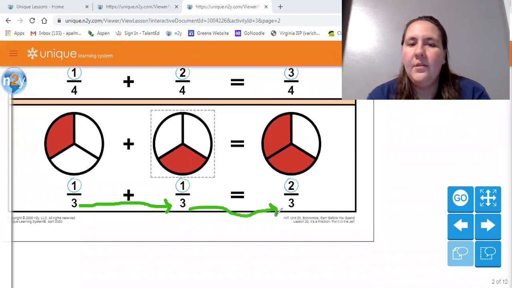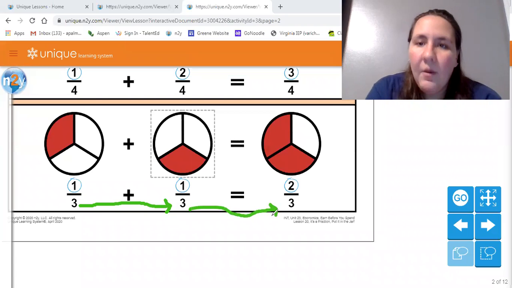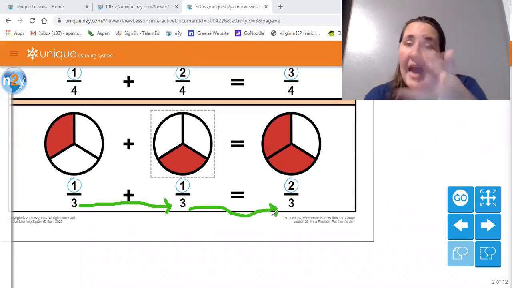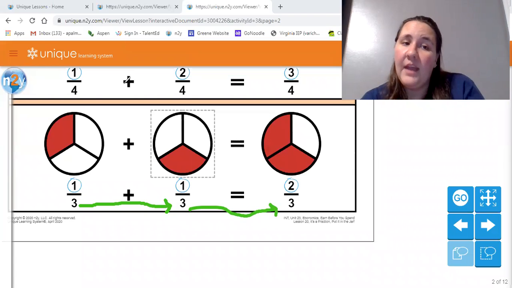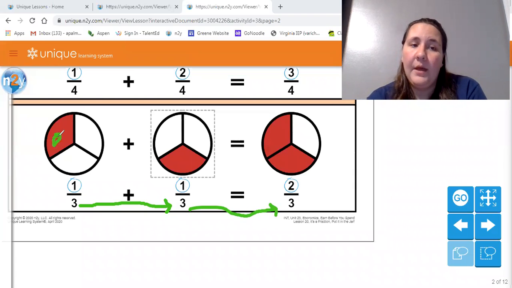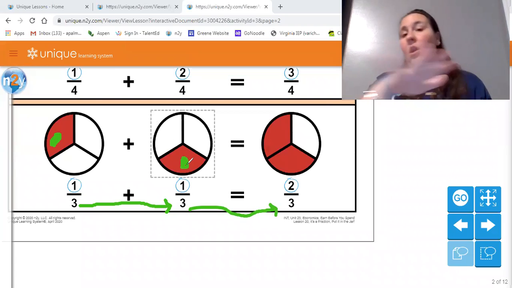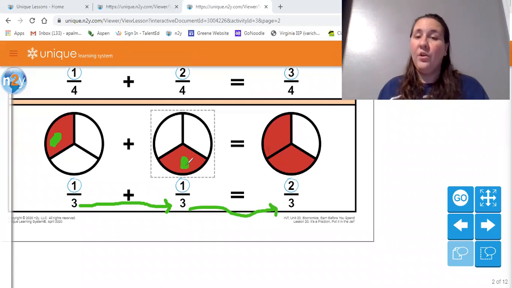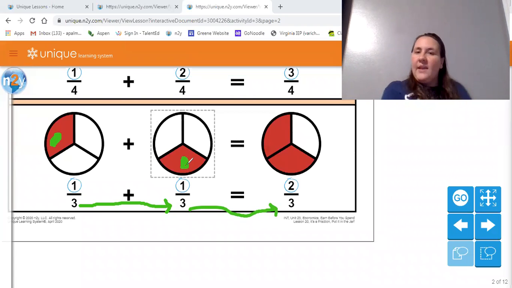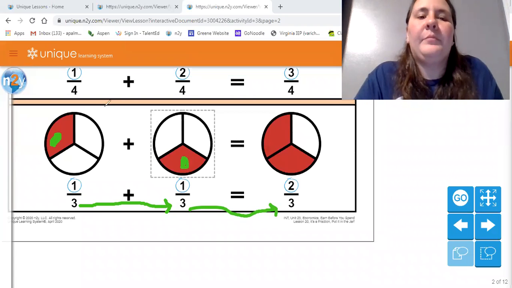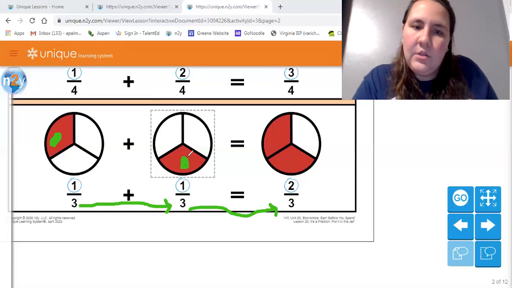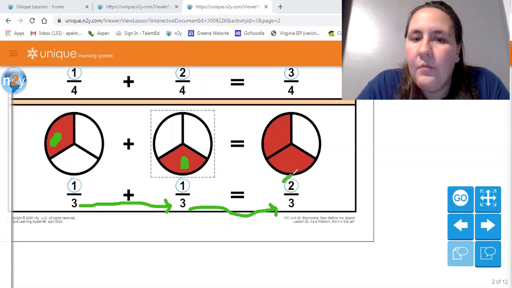Okay, so our 3 stays on the denominator. But now I want to know how many pieces we have all together, because Miss Dailey has 1 piece here, where my little green dot is, and you have 1 piece here. Okay? So now, how many pieces do we have all together? Remember, that's our word. That means we need to add them together, okay? So now I can just count my dots and move them over. 1, 2, and look at that. There's a 2 right there.